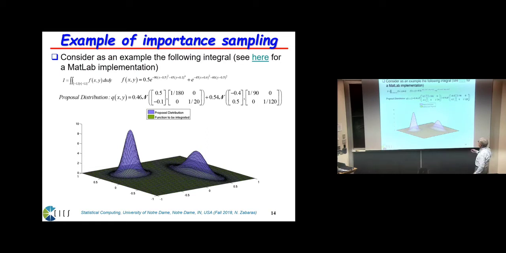What is new here is, because the proposal distribution is a mixture of two Gaussians, how are you going to sample from a mixture of two Gaussians? What would be your common sense algorithm? Because we're going to need samples from Q. So how do we sample from a mixture of two Gaussians?